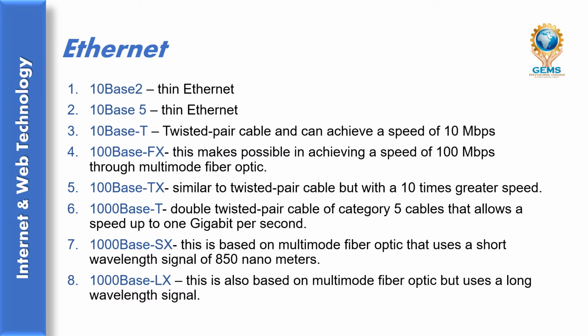First we will see 10Base2, which uses thin Ethernet cable, and 10Base5, also thin Ethernet, and 10BaseT, which is twisted pair cable that can achieve a speed of 10 Mbps. 10BaseFX achieves 100 Mbps through multimode fiber optic cable. 100BaseTX is similar to twisted pair cable; that cable is category 5 cable that allows speed up to 1 gigabit per second.